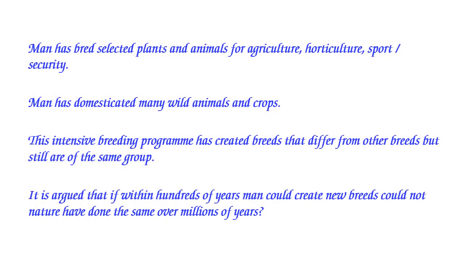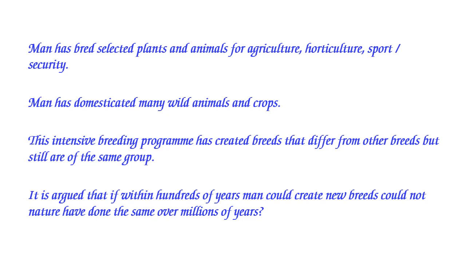Let's know about another concept, that is artificial selection. Man has bred selected plants and animals for agriculture, horticulture, sport, or security. So man has the ability to introduce scientific technologies, and he developed breeds of the selected plants and animals. So plants for agriculture and some animals for agriculture, plants for horticulture, and some animals for sports, and some animals for security. Man has domesticated many wild animals and crops. That means wild animals or wild crops are nothing but native plants and native animals.